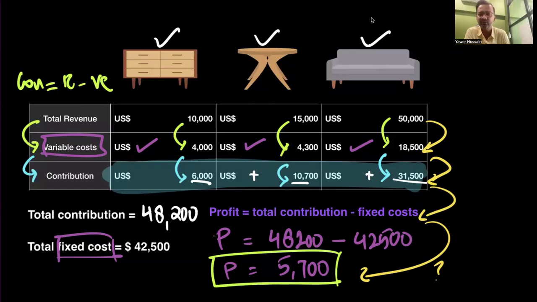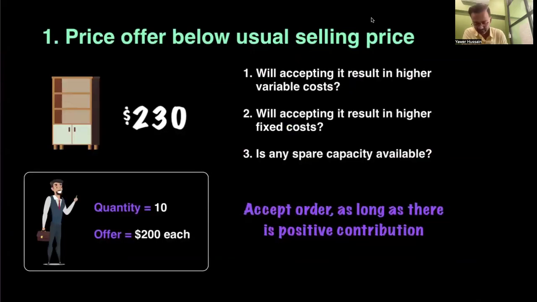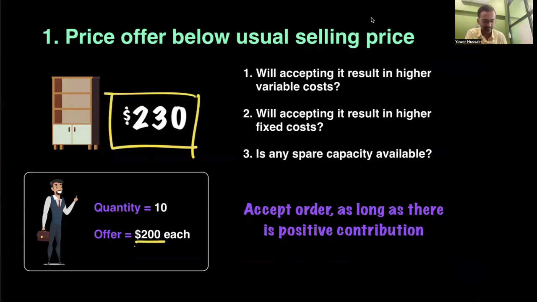Now, in your exams, the way they test you on contribution is not too complicated. They might ask you for this simple calculation, or they might give you one of two scenarios. It's only these two scenarios that come in your exam. Okay, one is, what if we made something and we are asked to sell it at a lower price. So first, if a price offer you receive for your product is below your usual price. Here, if you look at our example, you usually sell this cabinet for $230, but somebody comes in and says, well, I'll give you 200.